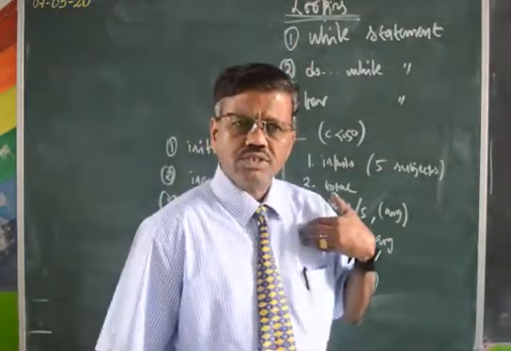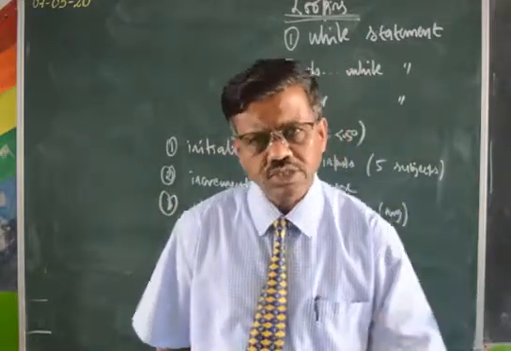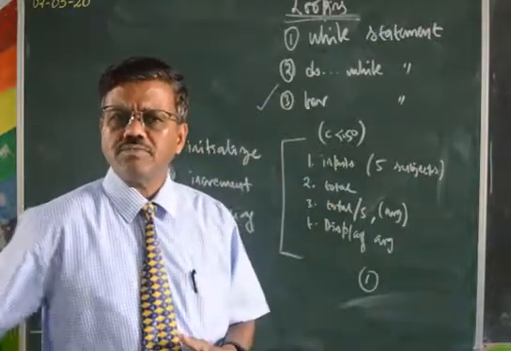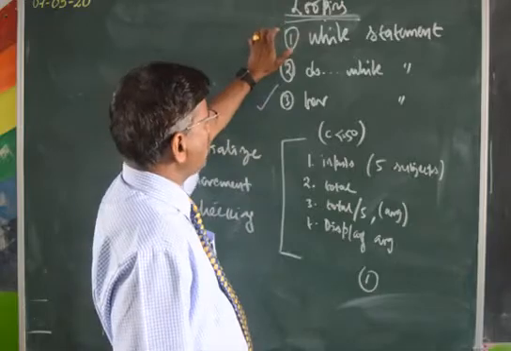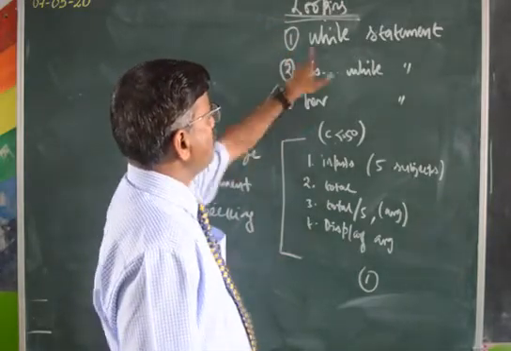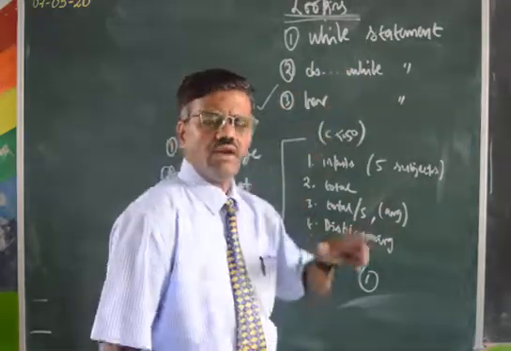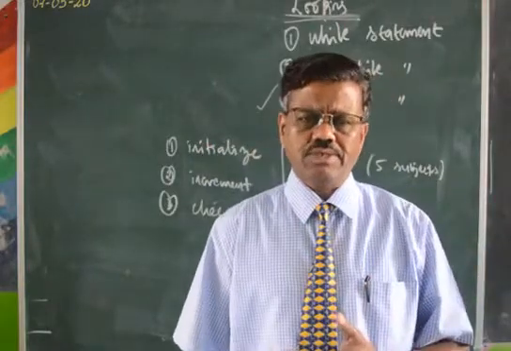We, the users, have to initialize it, we have to increase it, we have to check it. All three statements have to be thought over, and we need to make use of them in the while statement, do while statement, and for statement. What is it? While is a keyword, do while is a keyword, for is a keyword. So Java offers us three looping statements.